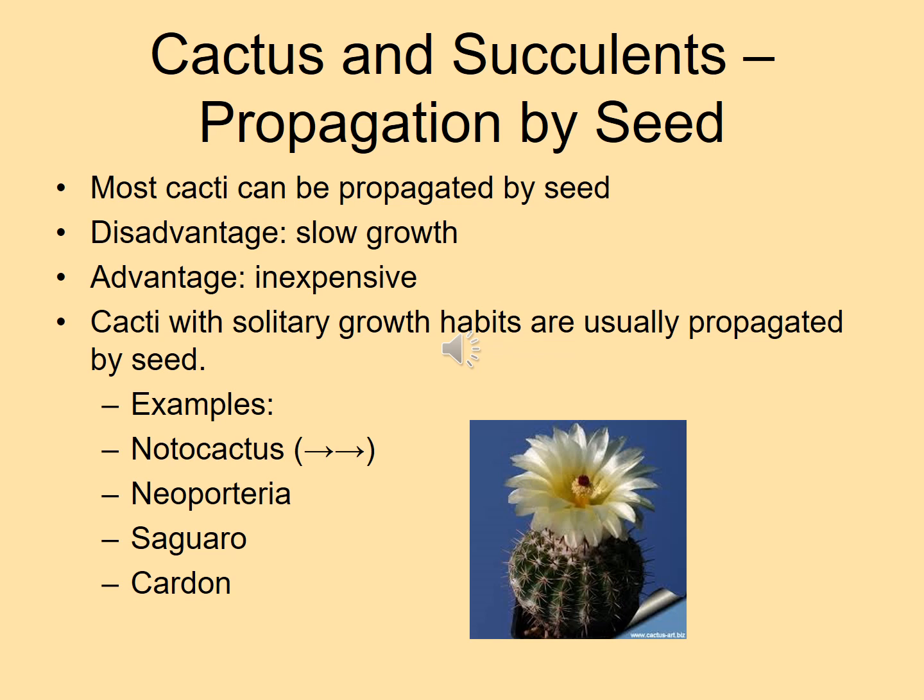Examples of cacti that are propagated by seed are things like the nodo cactus shown in the image, Neoporteria, saguaro, which you've heard of, the classic Western style cactus, and cardon, which is also very well known if you live in northern Mexico. There are cardon forests down there.